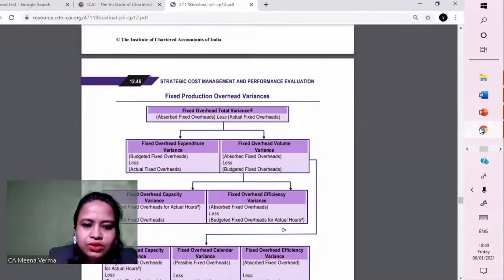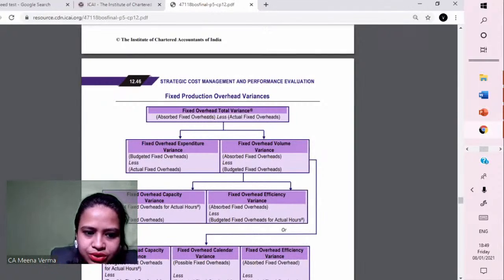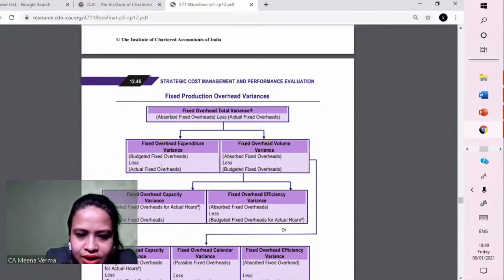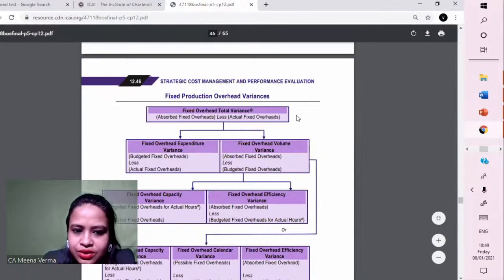So you can see here, if you want to find this fixed cost variance, you have to consider the absorbed fixed overhead minus the actual fixed overhead. This can be further divided into budgeted fixed overhead minus actual fixed overhead, less absorbed fixed overhead less budgeted fixed overhead. So this way you can consider the fixed overhead.